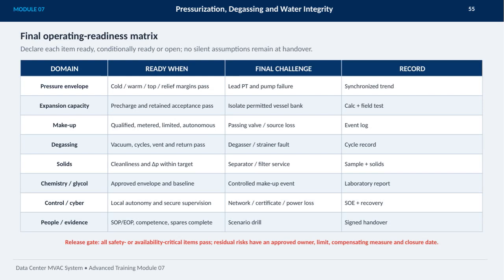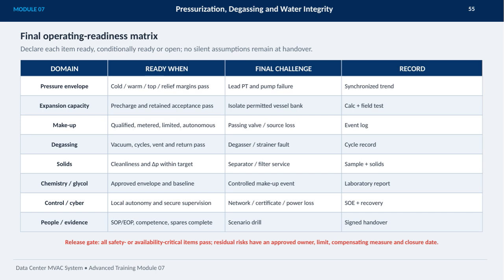Now, let's review the final operating readiness matrix, a crucial step before handover. Each domain must be declared as ready, conditionally ready, or open, ensuring no silent assumptions remain. For the pressure envelope, we need to confirm that cold, warm, top, and relief margins all pass, with failure modes tested and trends synchronized. Expansion capacity must meet pre-charge and retention criteria, verified through calculations and field tests. Makeup systems should be qualified, metered, limited, and autonomous, with passing valve and source loss events logged for review.